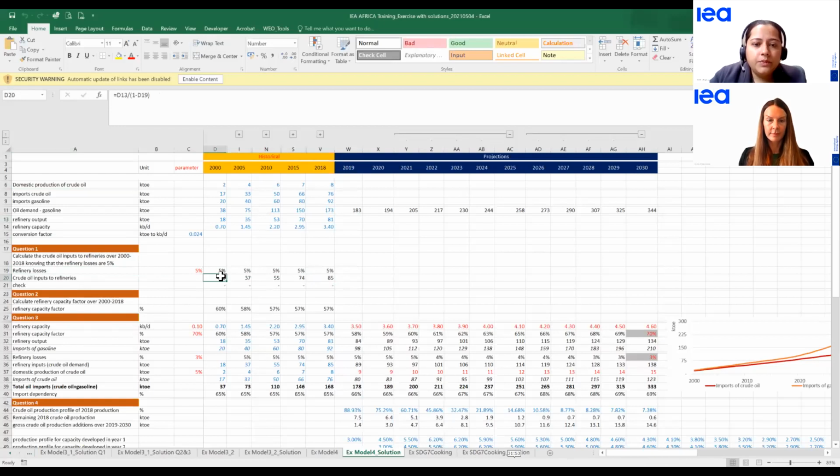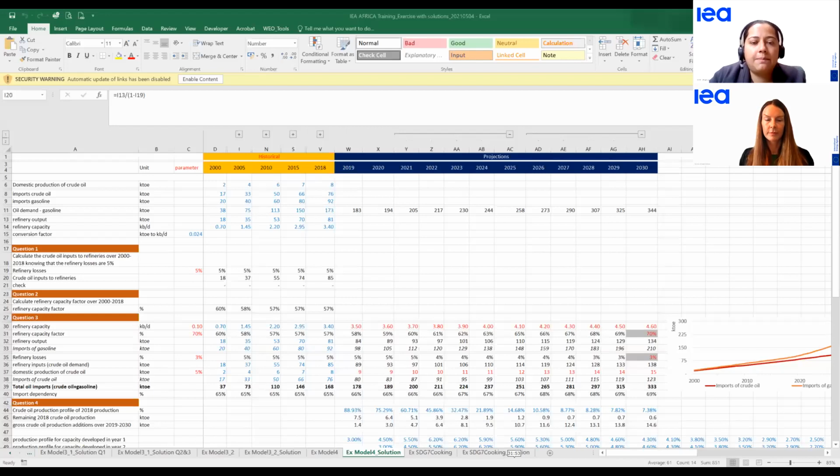And we are asked to calculate the crude oil input to refineries. We know that the crude oil inputs to refineries can be calculated as the ratio of the refinery output, which is given in row 13, divided by the efficiency, which is one minus the losses. So for 2000, we take the amount of refinery output in cell D13 and divide it by 1 minus 5%, and that gives us the crude oil inputs. You apply the same formula up to 2018.